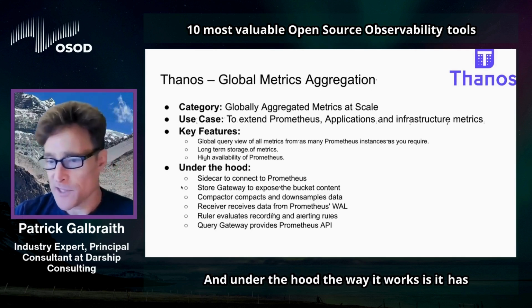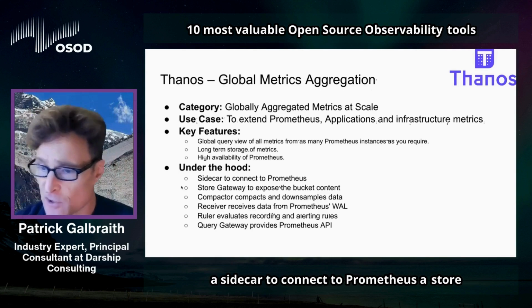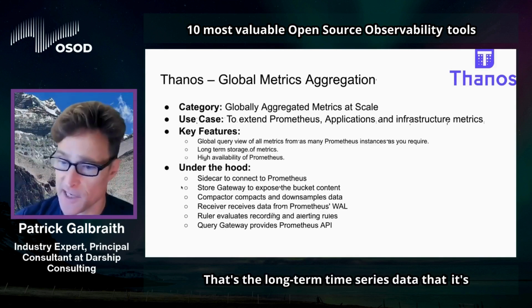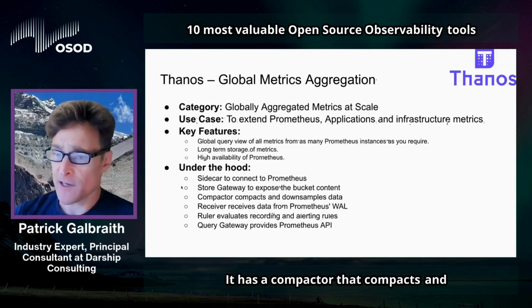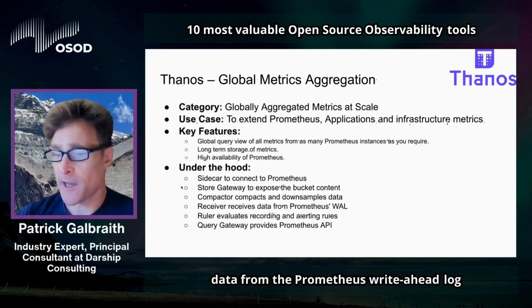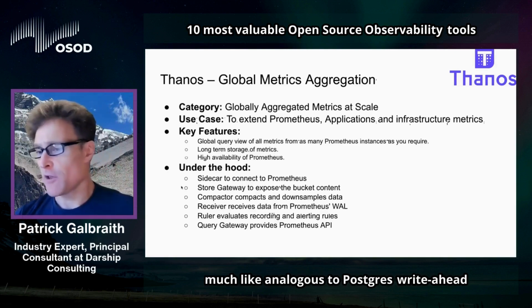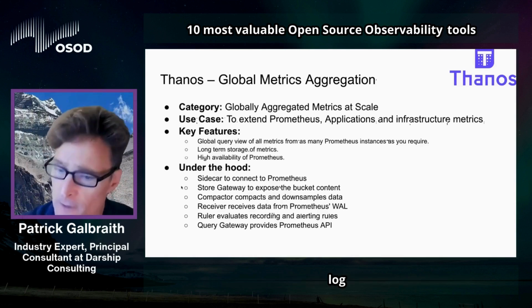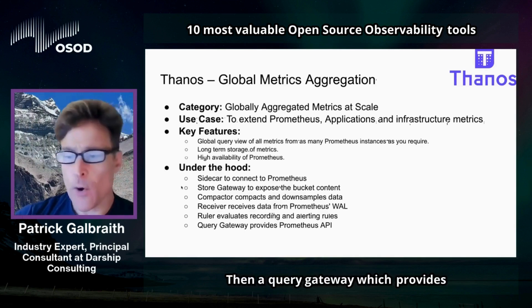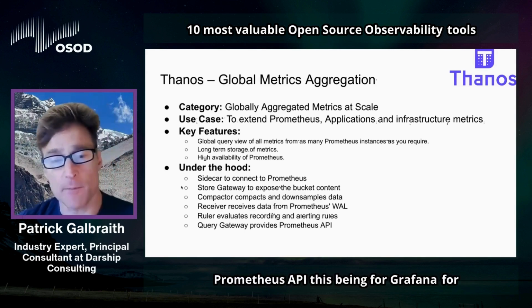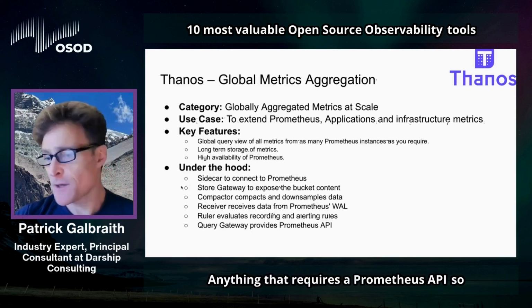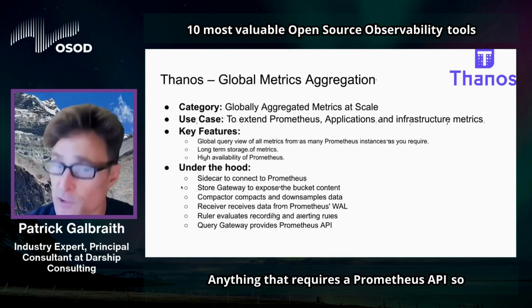And under the hood, the way it works is it has a sidecar to connect to Prometheus, a store gateway to expose the bucket content. That's the long-term time series data that it's storing. And it has a compactor that compacts and downsamples data, a receiver that receives data from the Prometheus write-ahead log, much like, analogous to, the Postgres write-ahead log. And then it has a ruler that evaluates recording and alerting rules. And then a query gateway, which provides the Prometheus API, this being for Grafana, for programs that utilize this. Anything that requires a Prometheus API, so you get that global view.